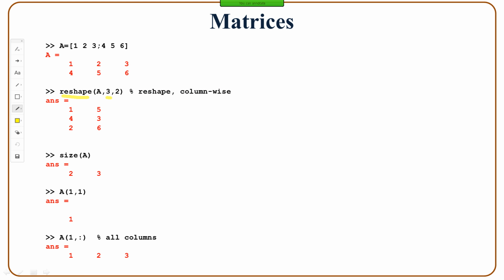The function size returns the size of a matrix or an array in general. And in this case, it returns the size of the vector. So you have 2 as the number of rows and 3 as the number of columns. And this is also a vector.